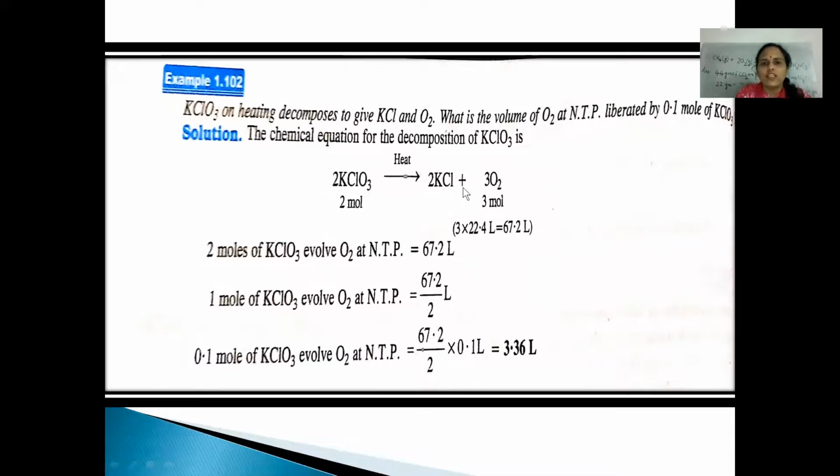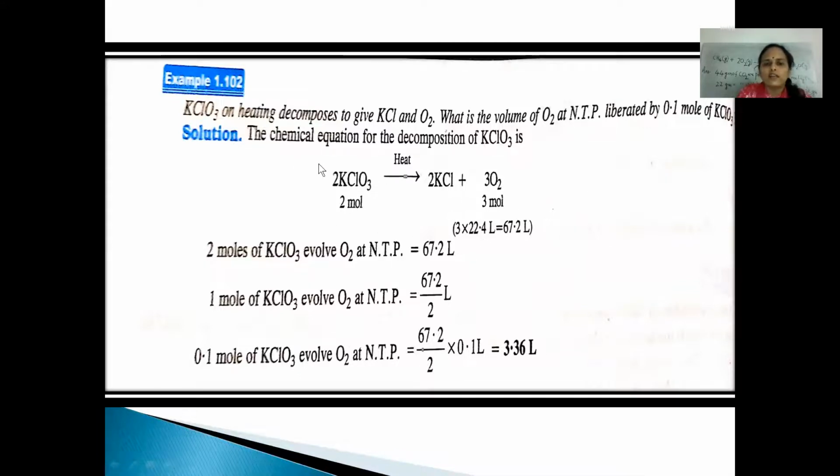So KClO3 gives KCl plus O2. But you need to balance this equation. To balance, we'll write 2 KClO3 gives 2 KCl plus 3 O2. This is a well-balanced equation. Now, the question, you need to correlate KClO3 with that of oxygen. That is the question that is asked.